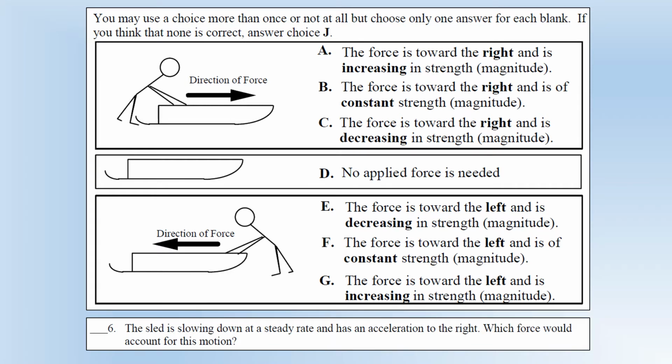So the sled is slowing down at a steady rate and has acceleration to the right. Which force would account for this motion? So select your answer.